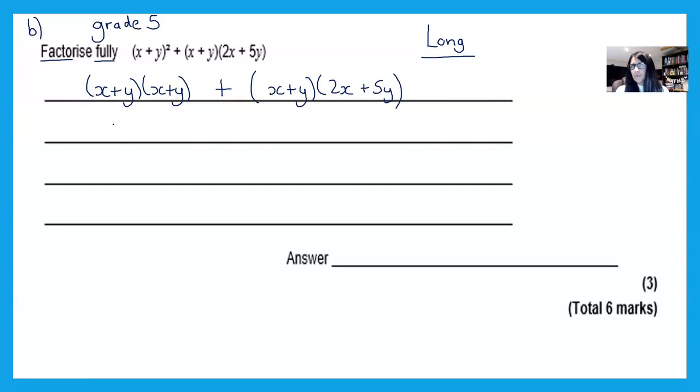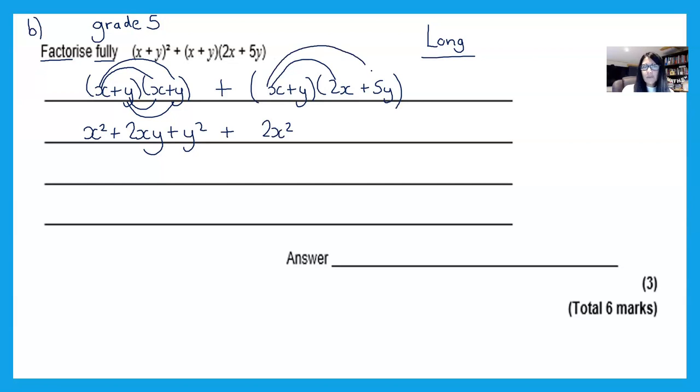So expanding double brackets, there's the FOIL method, there's the grid method, there's a cover-up method. There are loads of methods, so you choose which method suits you. So I'm just very quickly going to do the FOIL method. So x times x is x squared. x times y and x times y, we've got 2 lots of xy. And then y times y is y squared. There it is. Again, x times 2x is 2x squared. x times 5y is 5xy, and then we've got another 2xy, so we've got 7xy in total. And finally, y times 5y is 5y squared.